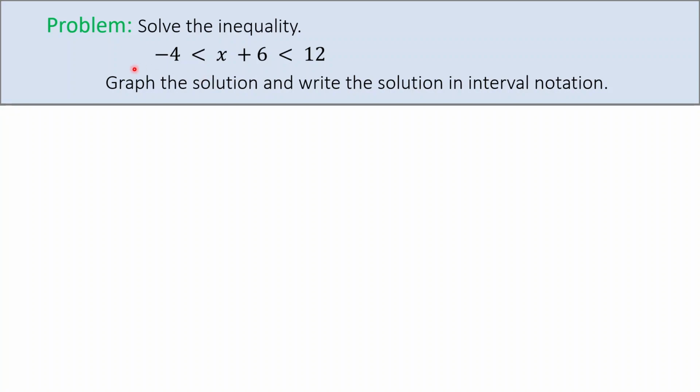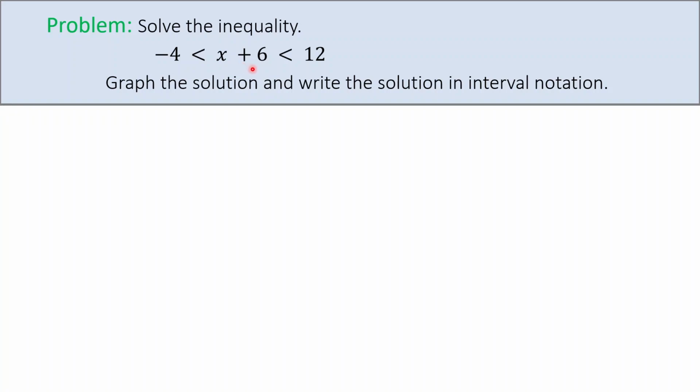Next, we do this problem. In this inequality, you have a number here, then there is less than, the variable is here, then there is less than, and another number. The variable is in the middle. To solve this, you need to isolate this x, the variable. To isolate this, you need to remove positive 6. To remove this, you need to add a negative 6, or you need to subtract 6.